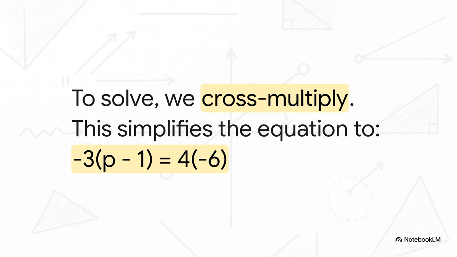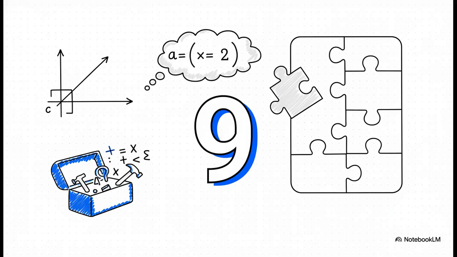-3 times the quantity p minus 1 equals 4 times -6. From here, we're on the home stretch. We just solve for p. Distribute the -3 on the left, multiply the 4 and -6 on the right. A couple of quick moves later, and we get our answer. P equals 9. We found the missing piece of the puzzle.